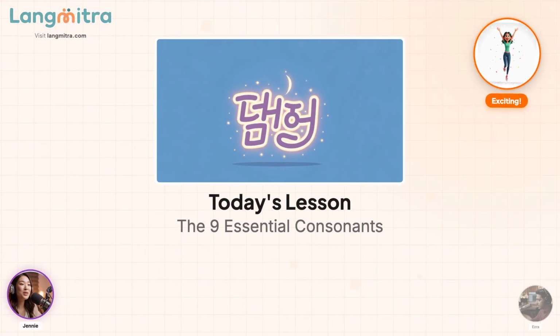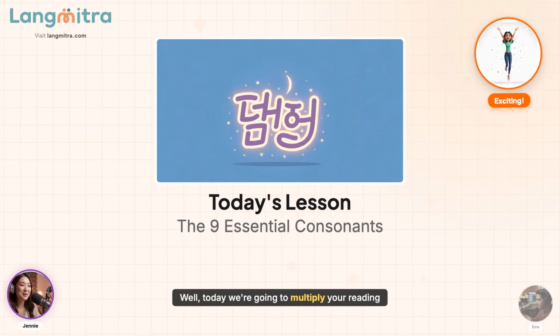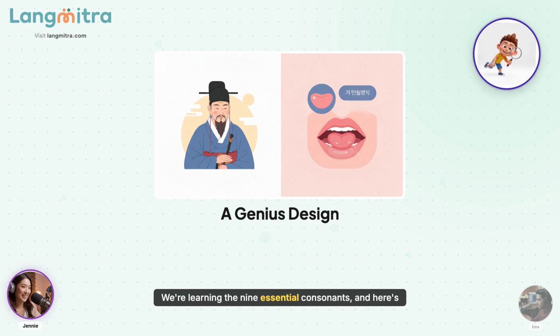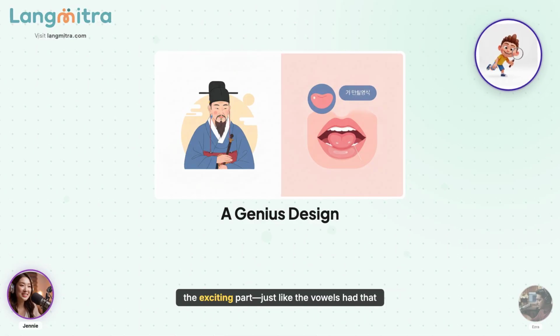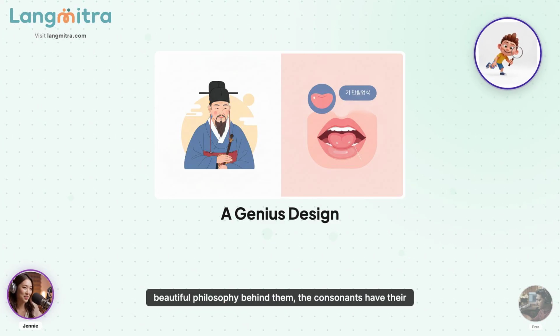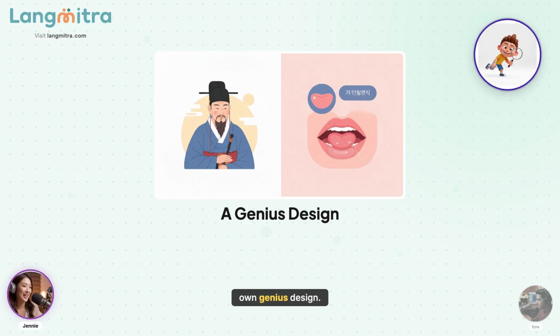That's fantastic. Well, today we're going to multiply your reading power exponentially. We're learning the 9 essential consonants. And here's the exciting part. Just like the vowels had that beautiful philosophy behind them, the consonants have their own genius design.